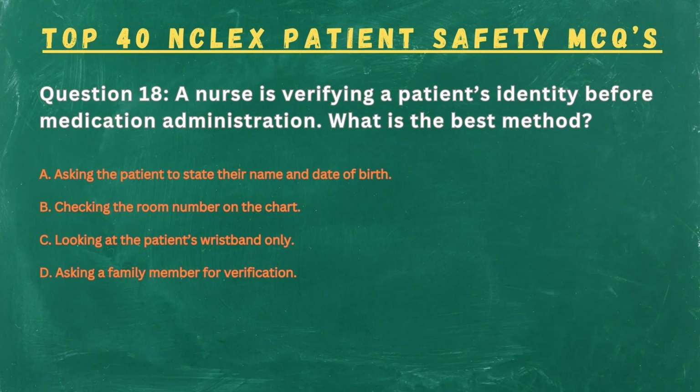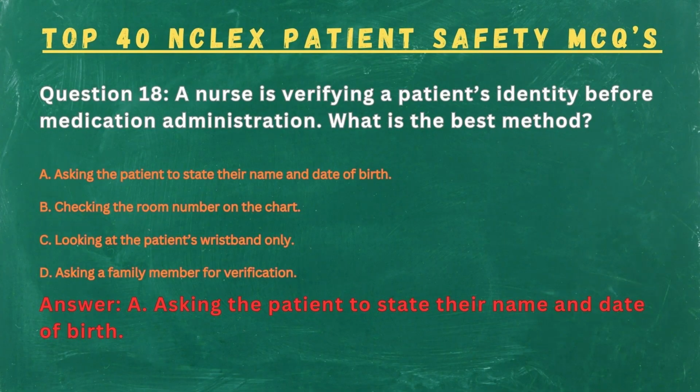Question 18. A nurse is verifying a patient's identity before medication administration. What is the best method? A. Asking the patient to state their name and date of birth. B. Checking the room number on the chart. C. Looking at the patient's wristband only. D. Asking a family member for verification. Answer: A. Asking the patient to state their name and date of birth.